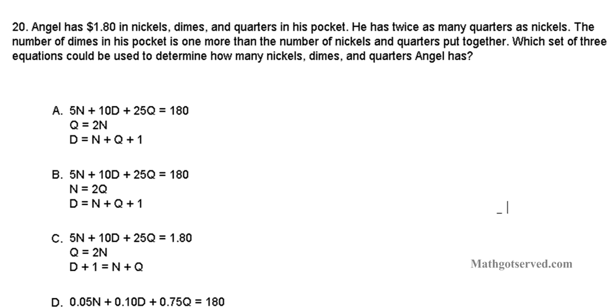Okay, so we know that dimes are 5 cents. No, actually, dimes are 10 cents, right? Dimes are 10 cents. Nickels are 5 cents, and then quarters are 25.